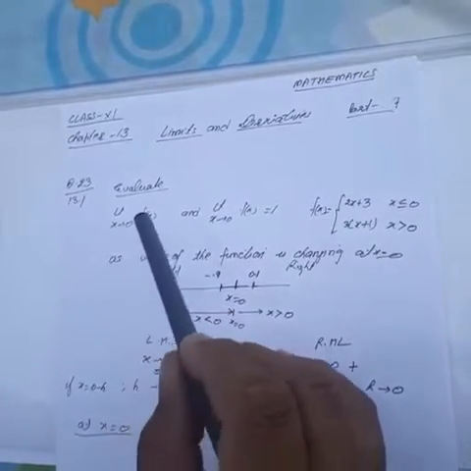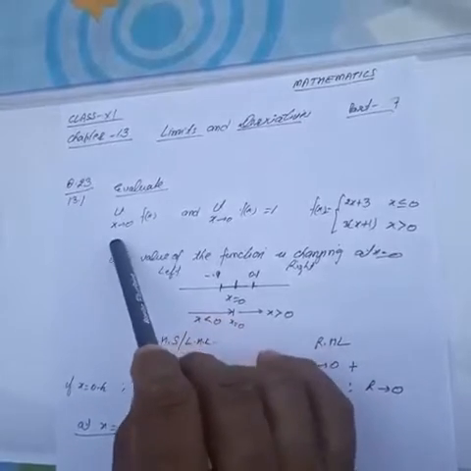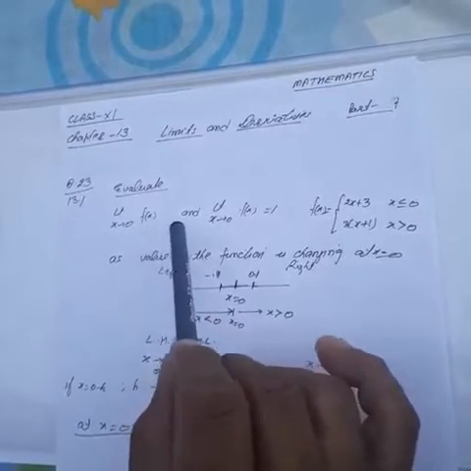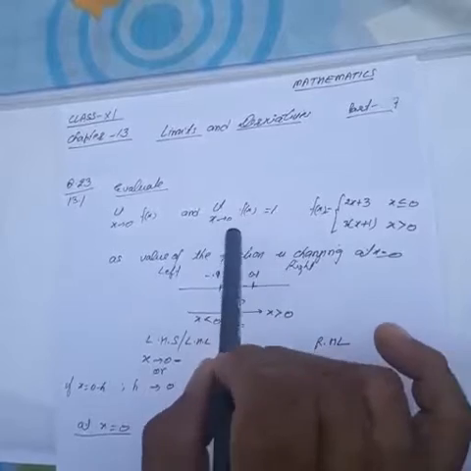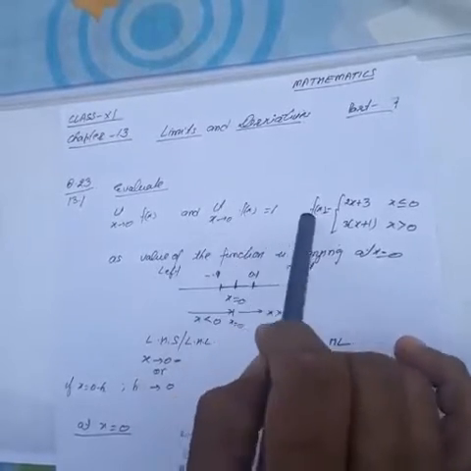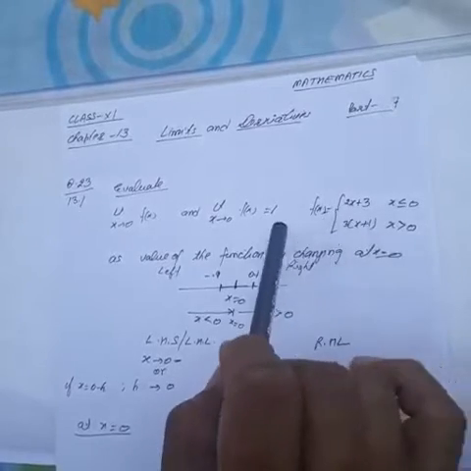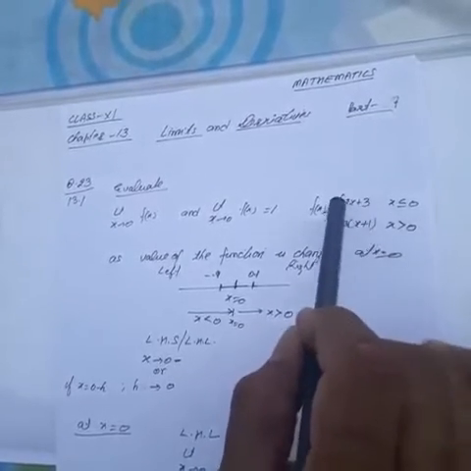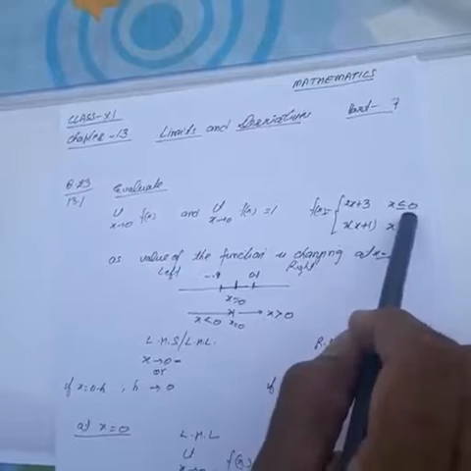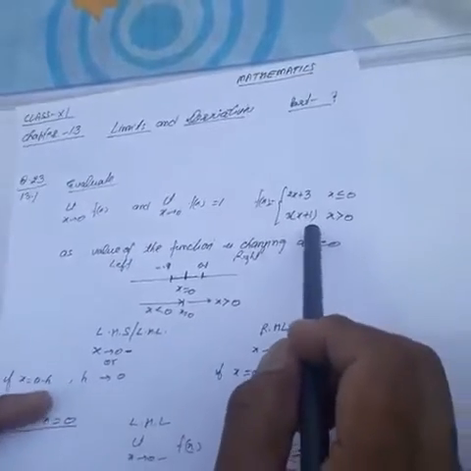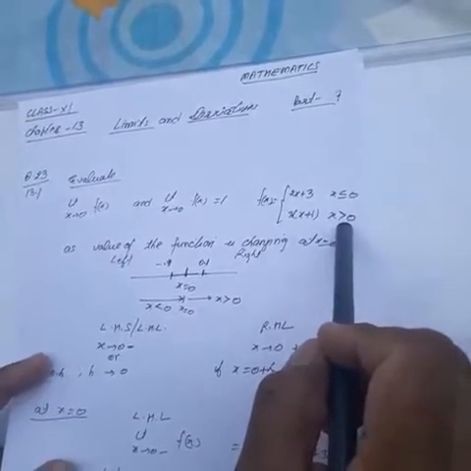So here we have to evaluate the limit as x tends to 0 of f(x), where the function f(x) is 2x plus 3 when x is less than or equal to 0, and 3 into x plus 1 when x is greater than 0.